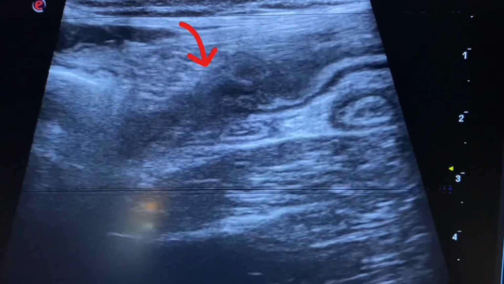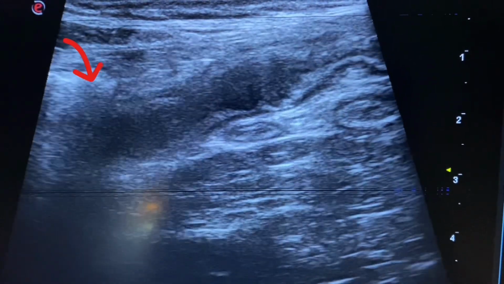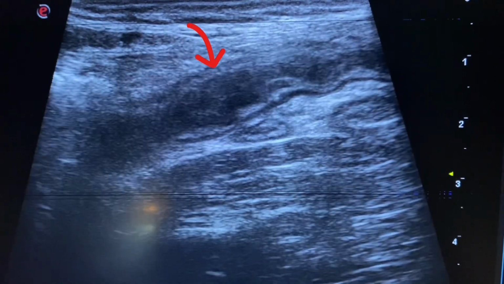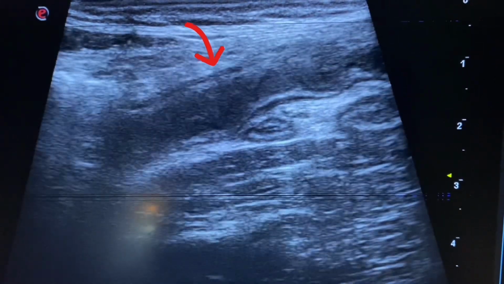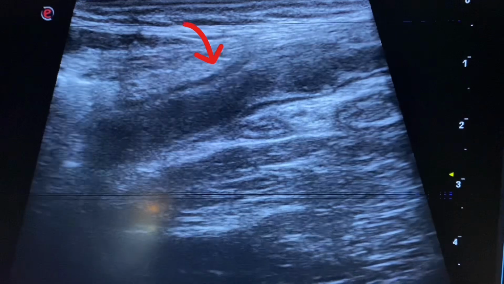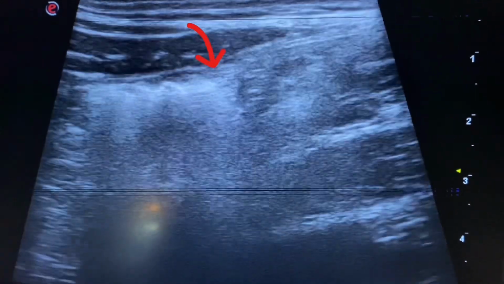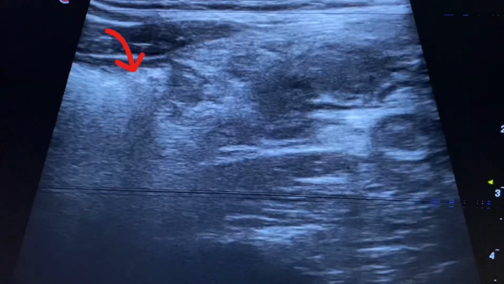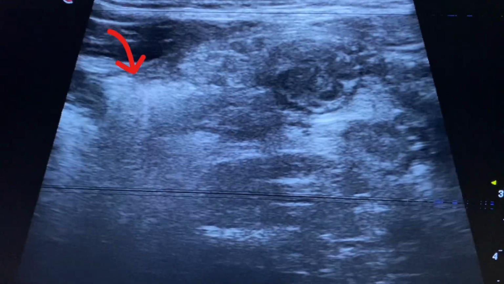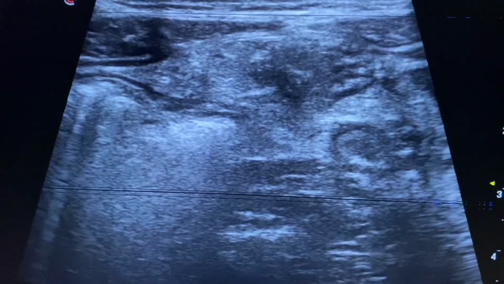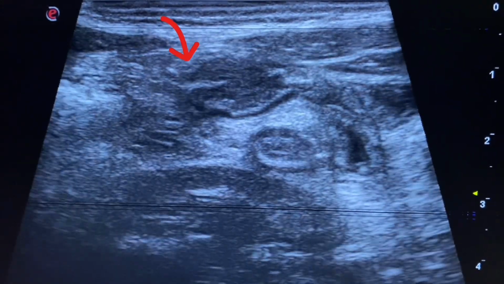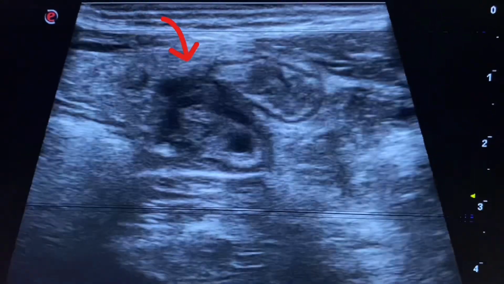Here the small intestine is connecting with the cecum. The wall of distal ileum are thickened and prominent due to inflammation. Here we see the cecum which contains gases. Now we are sliding the probe up and down.